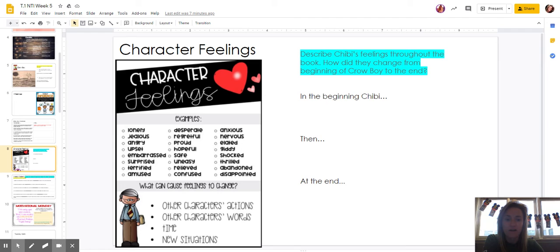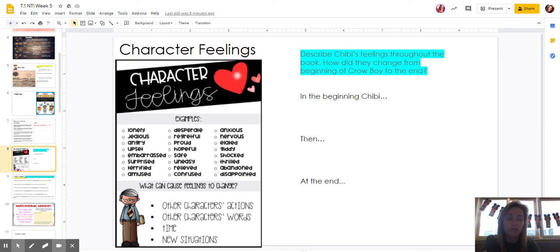So after the beginning, you have then. This is the point in the story, in the middle, where the characters' feelings begin to change. So in this story, who does Chibi meet that helps him kind of like school more and become less shy? Who is that person, and what feeling does that person have on Chibi? How do Chibi's feelings change after meeting this person?